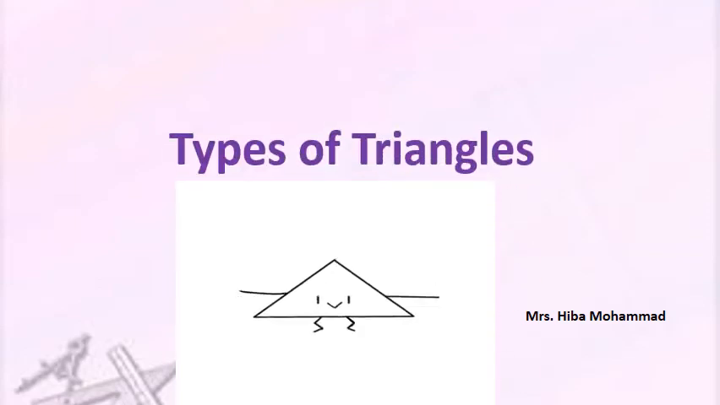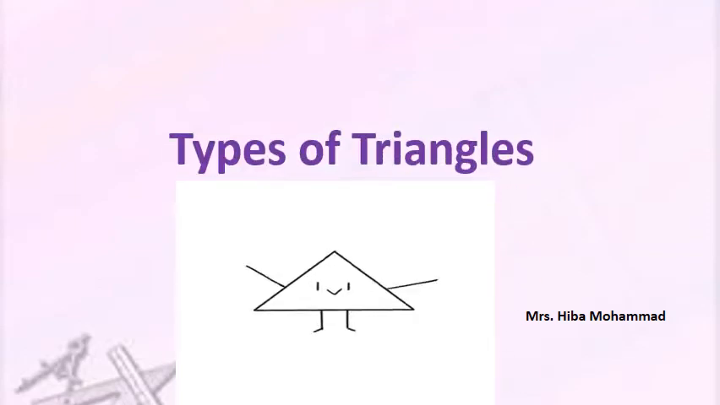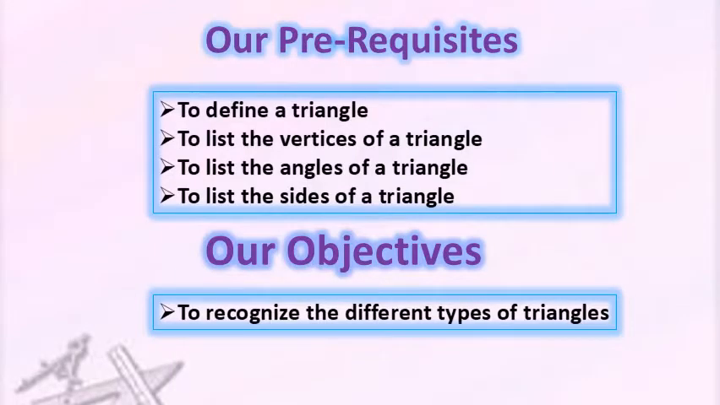So now we are in types of triangles. Our prerequisites: we defined a triangle, we listed the vertices of a triangle, we listed the angles of a triangle, and we listed the sides of a triangle. Our objective in this video is to recognize the different types of triangles. We have many types of triangles, not just one type.